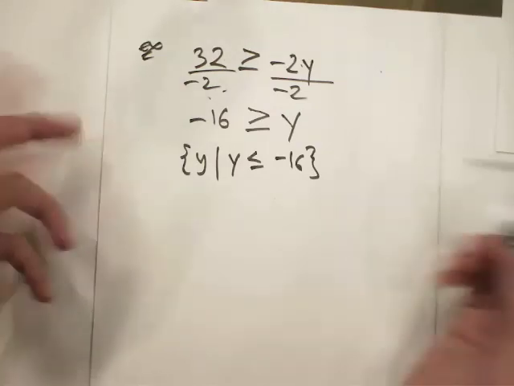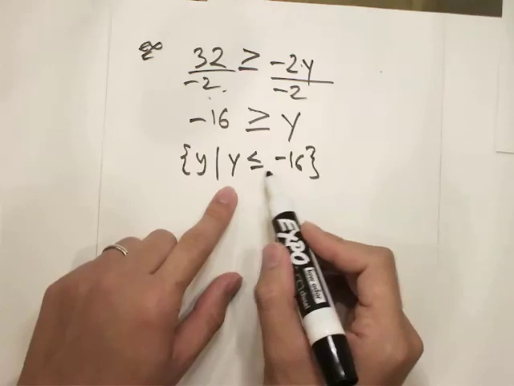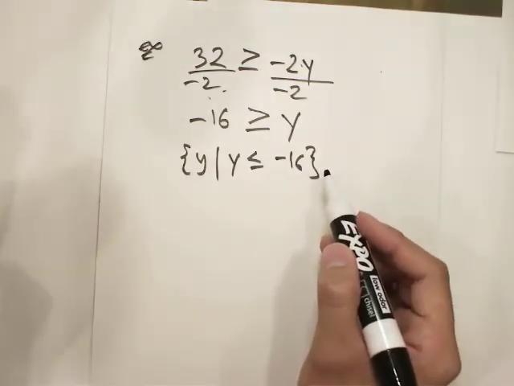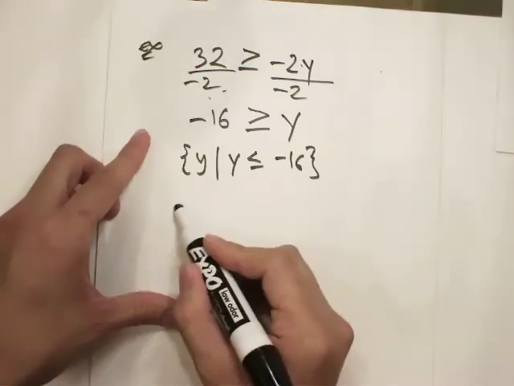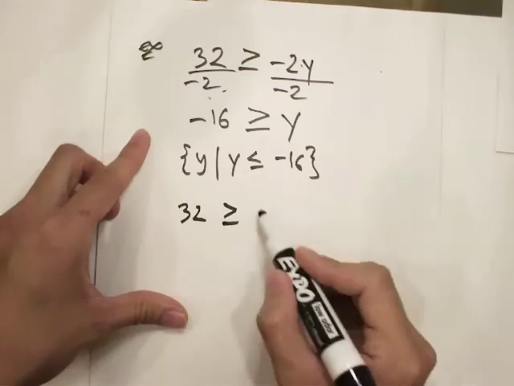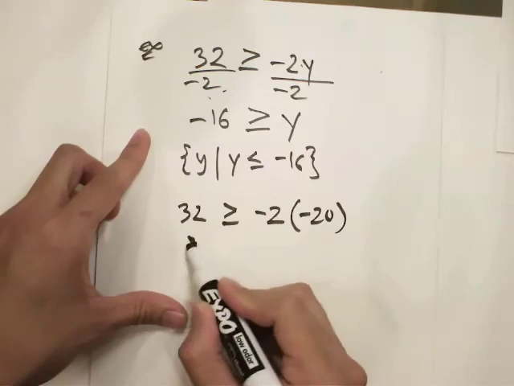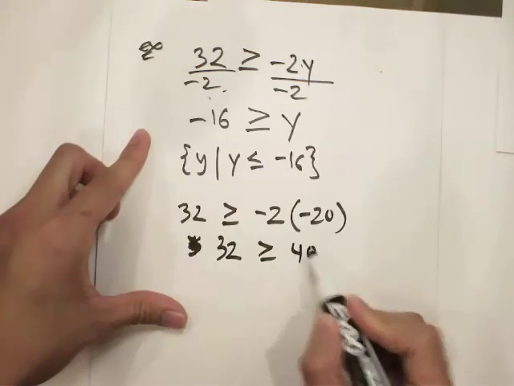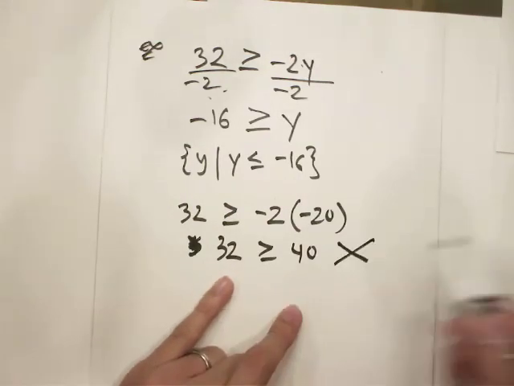So let's try to check to see if it's true. Here, based on the solution set, I said y is less than or equal to negative 16. Anything less than negative 16 is going to be on the left-hand side. So let's try negative 20. Negative 20 is on the left-hand side of negative 16, right? It's less than negative 16. So I'm going to use that and plug it right back into my inequality. Negative 20. So if I solve for that, here's 32. Negative 2 times negative 20 is going to be 40. And right away, notice that 40 is not less than 32, so this is not true.